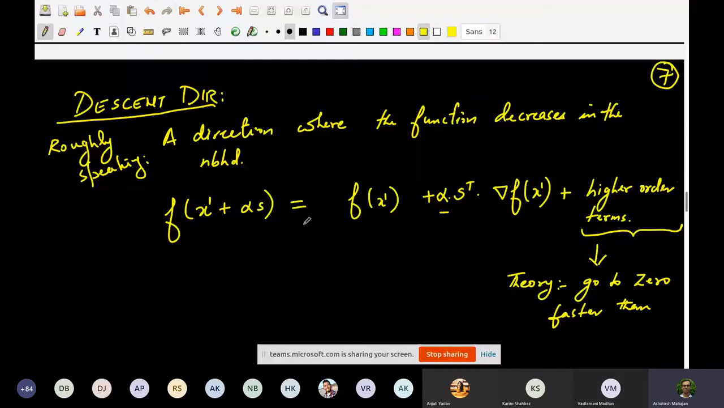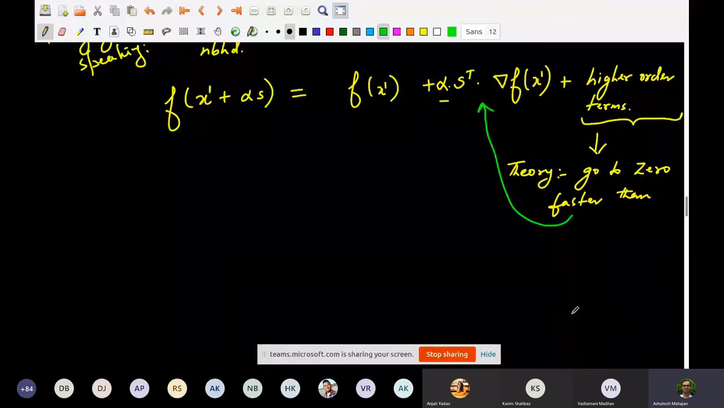But what the theory says is that these higher order error terms go to zero much faster than this term. Okay. And the same is true with the second order approximation. The third order term, the fourth, and the higher order terms beyond the second order approximation tend to go to zero faster than this whole thing put together.